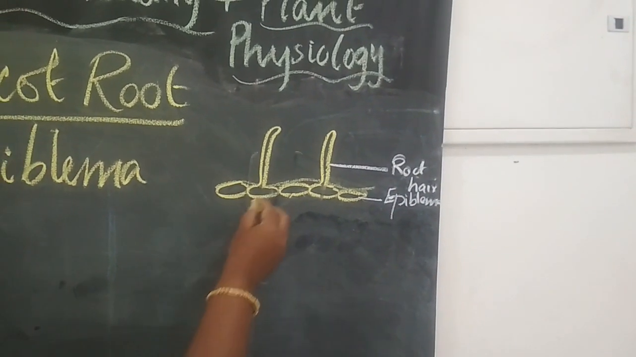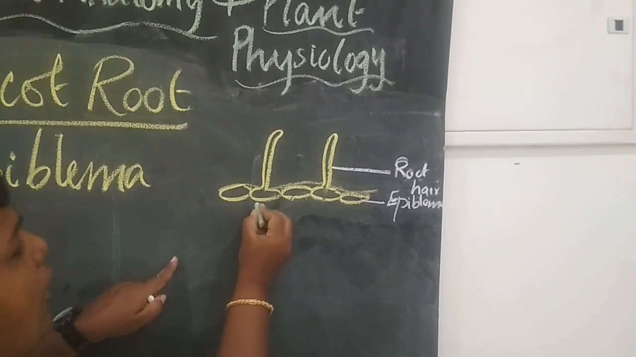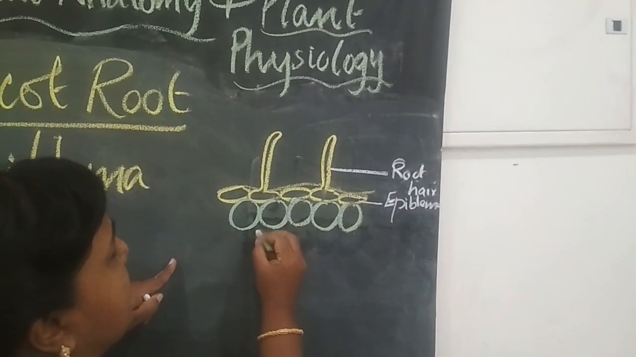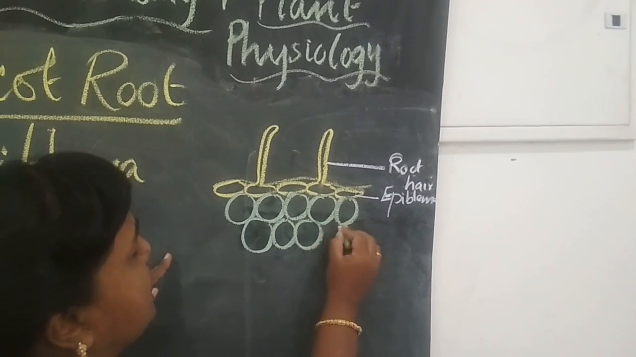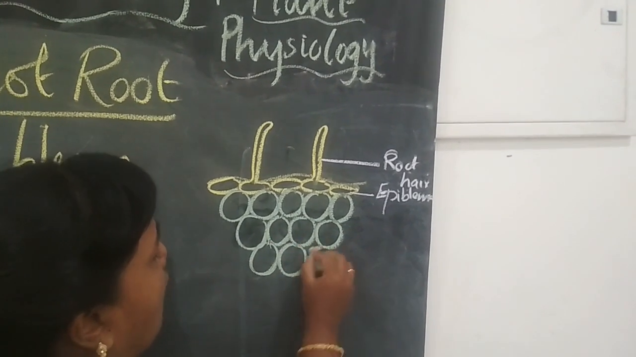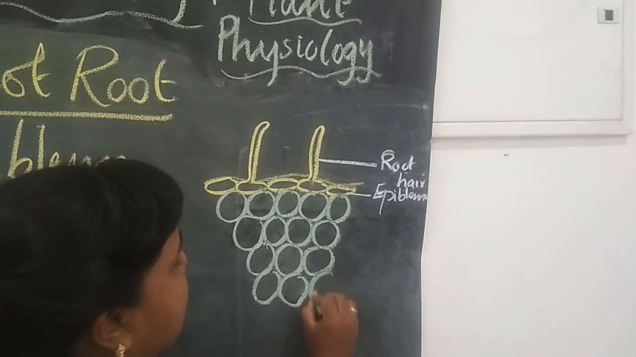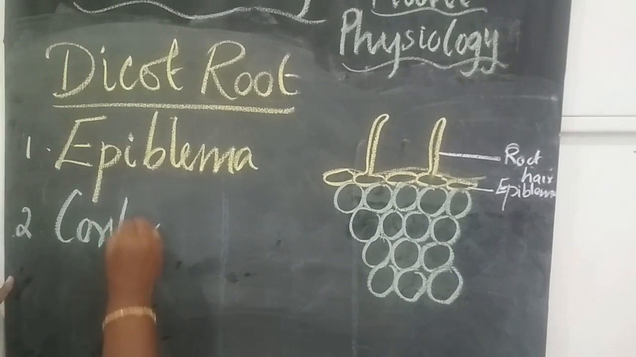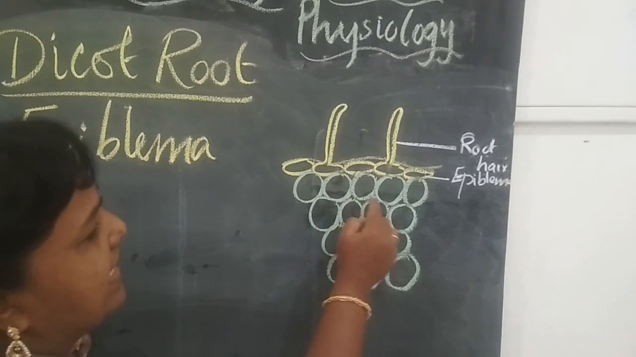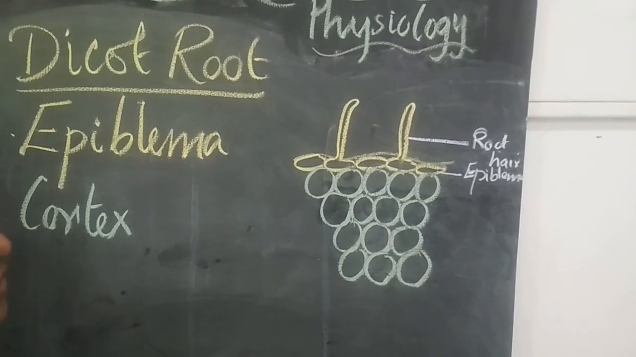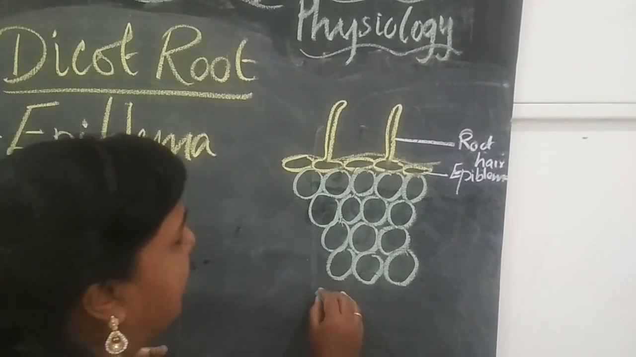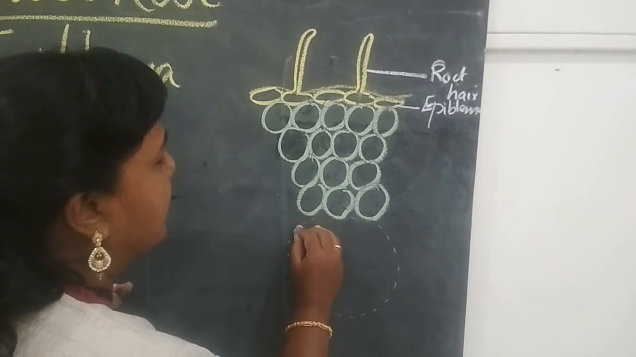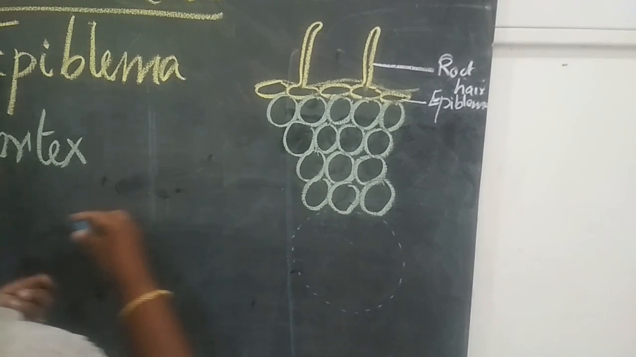This epiblemma is followed by the next part called cortex. The cortex is made up of parenchyma cells with intercellular space, and it stores the food materials. Now the innermost layer of the cortex is called endodermis.